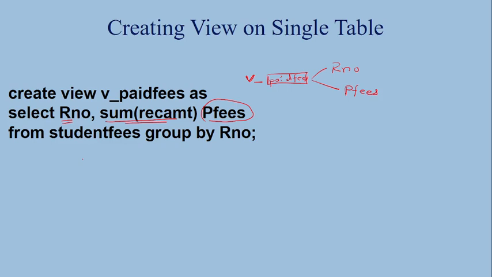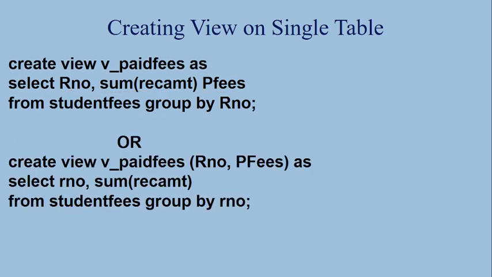Or we can write the same query like this. Here we have given an alias name, but here we have not given an alias name. The query is select RNO, comma sum of receipt amount from student fees group by roll number, and here we are using a column list. Now this column list must match the columns or attributes which we are selecting here. Here we have selected two attributes, so here we have to give two attributes. So first will be taken as RNO and second will be taken as P fees. So use this or use this, it doesn't matter, the meaning is one and the same.